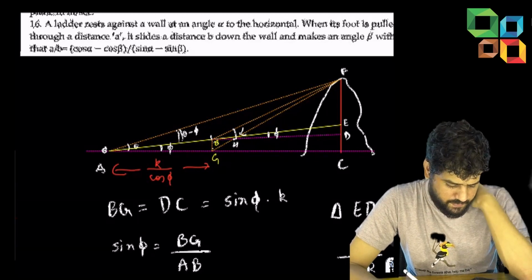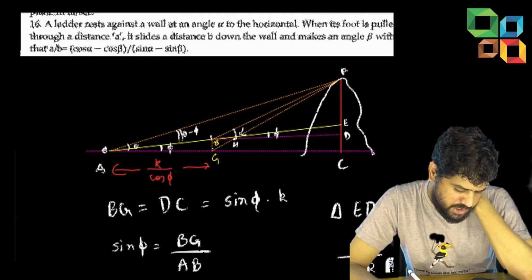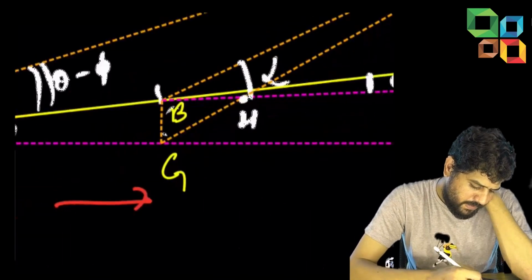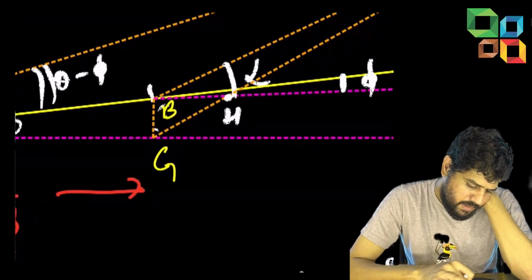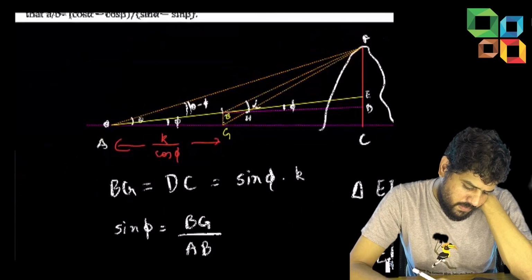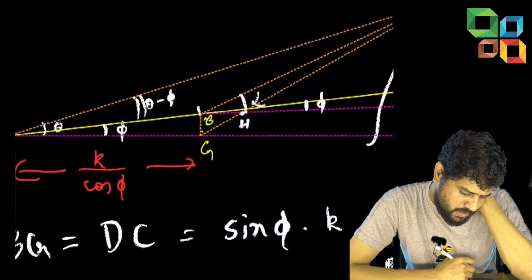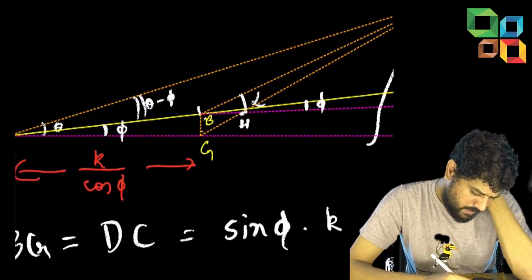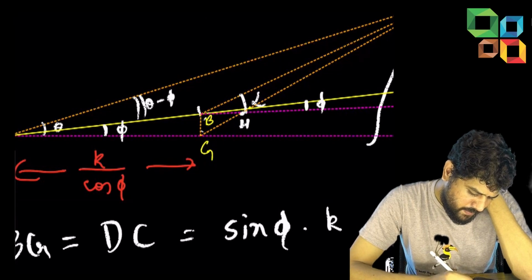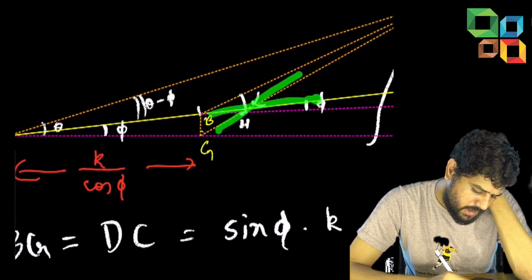Sir, angle BHG will be phi. Angle BHG will be phi. Sir, H is not that point, the above one. The dotted and the yellow line, this point. Yes. Okay. So that angle will be phi because these two are vertically opposite, is it?